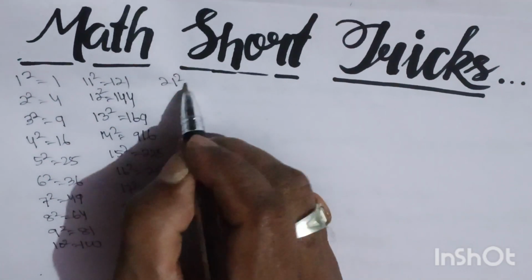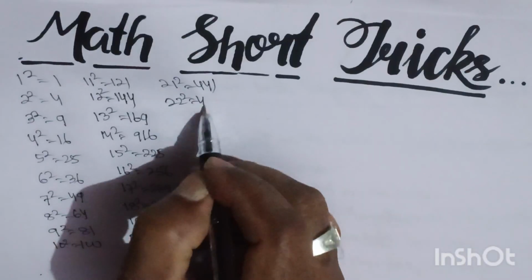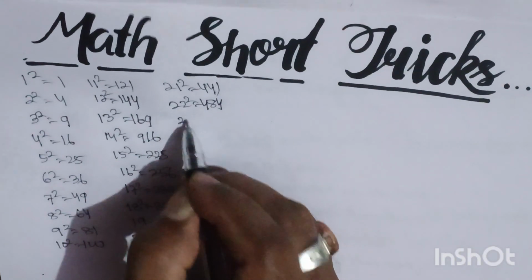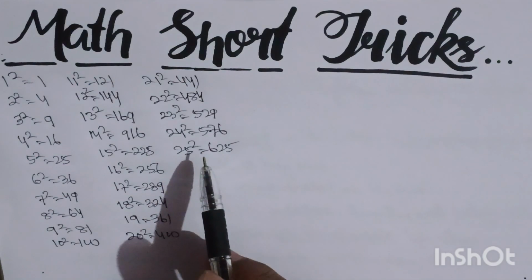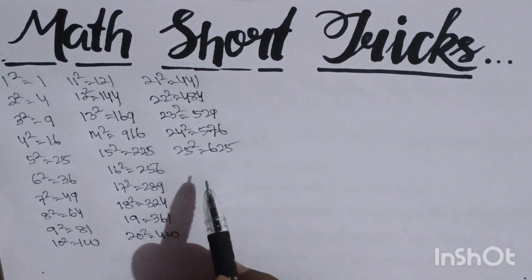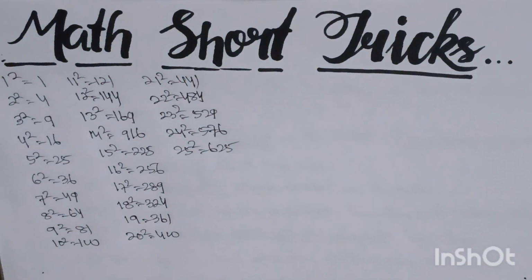21 square is equal to 441, 22 square is equal to 484, 23 square is equal to 529, 24 square is equal to 576, 25 square is equal to 625. Those squares you have to remember. Then you can find the square of any number easily.